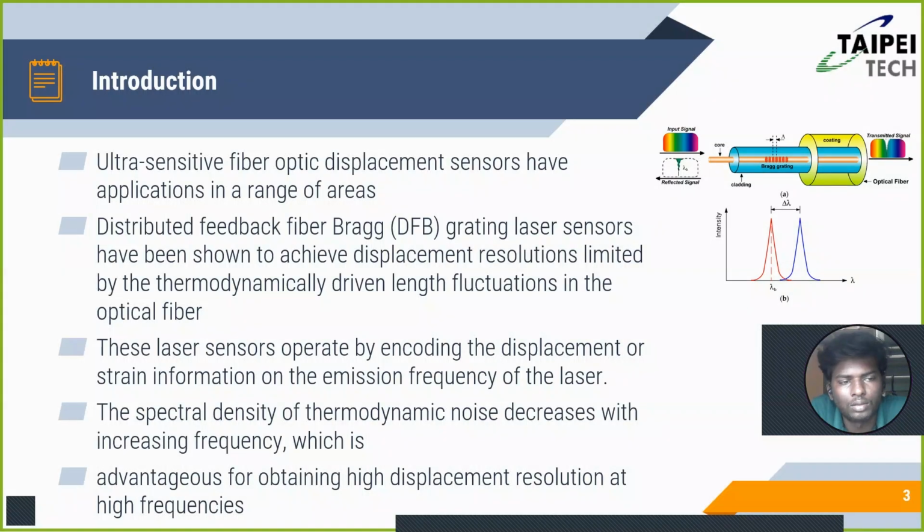Introduction: ultra-sensitive fiber optic displacement sensors are now used in many fields, from infrastructure monitoring to scientific instruments. A special type of sensor, the distributed feedback fiber Bragg laser sensor, has proven capable of achieving extremely high displacement resolution. Here's the trick: instead of measuring strain mechanically, these sensors encode strain data into the frequency of the laser, and since thermodynamic noise drops at higher frequencies, these sensors are ideal for precise high frequency measurements.